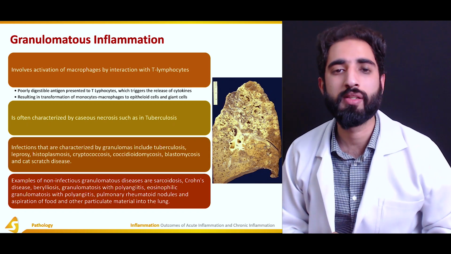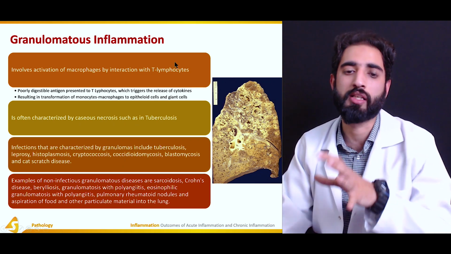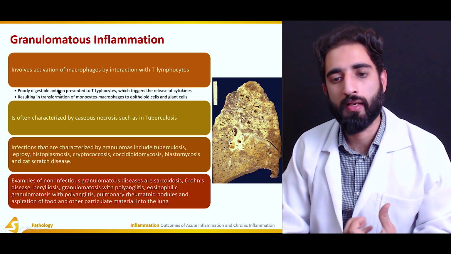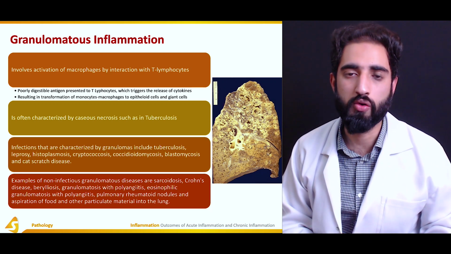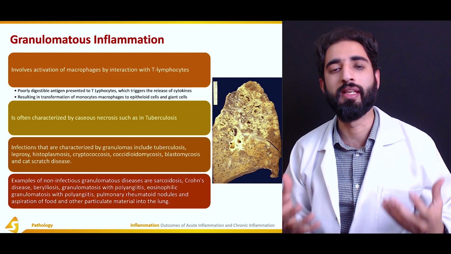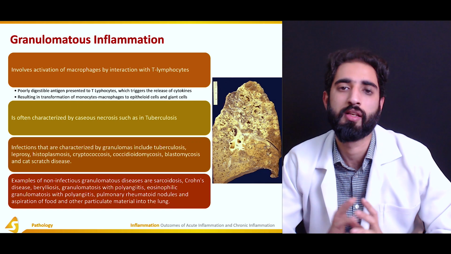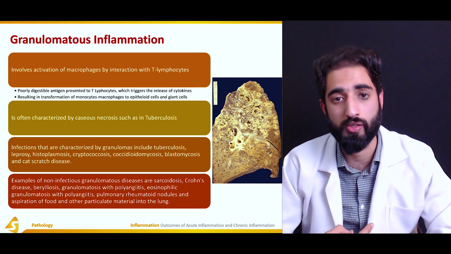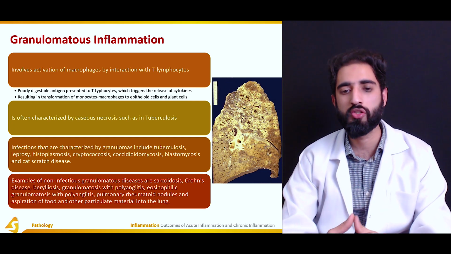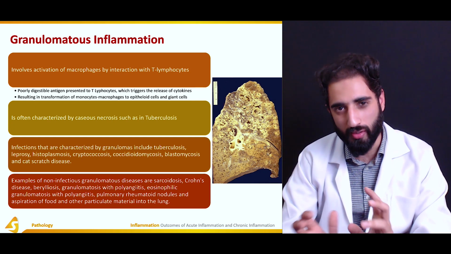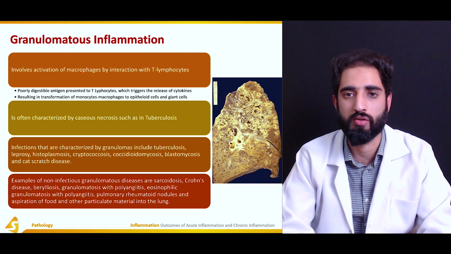Now, granulomatous inflammation involves activation of macrophages by interaction with T lymphocytes, in which macrophages are activating the lymphocytes and lymphocytes are in turn activating the macrophages. A poorly digestible antigen which was not able to be degraded by the neutrophils is presented to T lymphocytes, which triggers the release of cytokines. These cytokines then activate the monocyte macrophages into epithelioid and giant cells, which are a characteristic feature of granulomatous inflammation. Granulomatous inflammation is also often characterized by caseous necrosis. Caseous necrosis means a cheese-like appearance with cavities. For example, as you can see here, this is caseous necrosis. An example of a condition which involves caseous necrosis is tuberculosis.